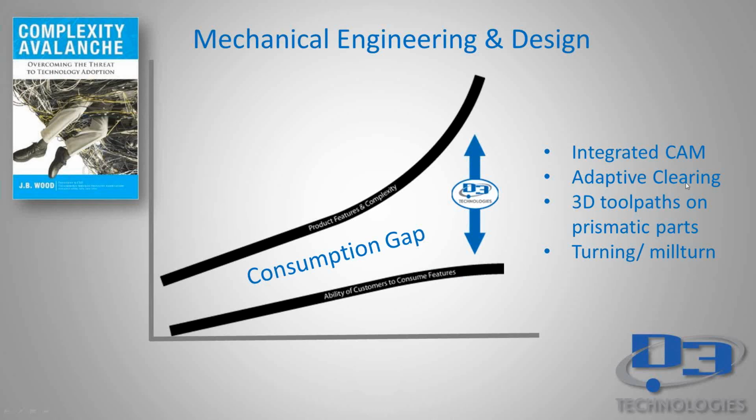And then adaptive clearing, we took a look at that, maximizing our tool life, cutting parts faster, 3D toolpaths on prismatic parts, so using those 3D toolpaths that recognize the geometry of your model, really reducing cycle time and setup time, and then our new addition of turning and mill turn into Inventor 2016. So hopefully you guys got something out of this presentation, and I'm going to turn it back over to Scott for closing here.